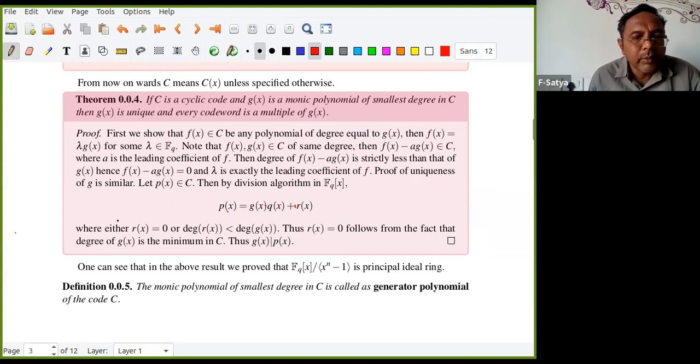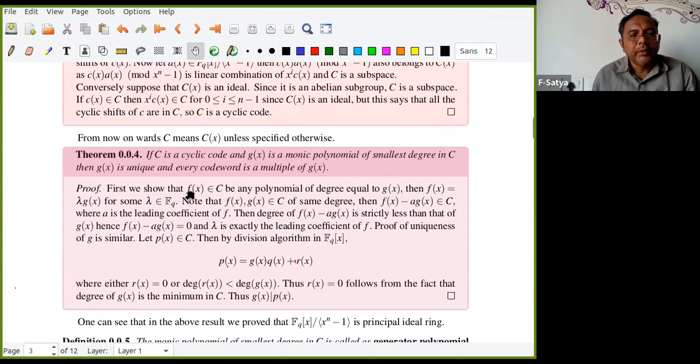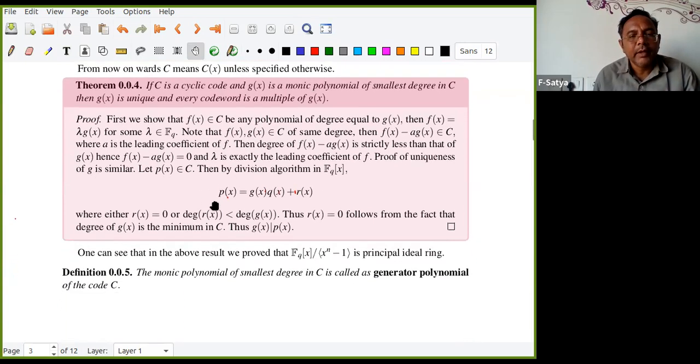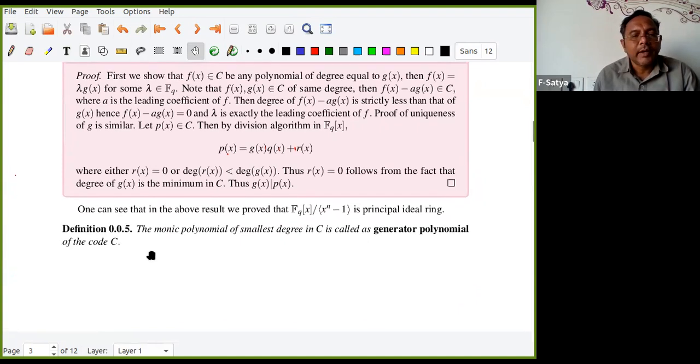Try to recall one more time what we have done till now. We showed that cyclic codes are ideals in F_q[x]/(x^n - 1). In particular, that ideal is a principal ideal, and that is what we proved here. And what is the element that generates the ideal? It is the smallest degree polynomial in that ideal. That polynomial is called the generator polynomial.